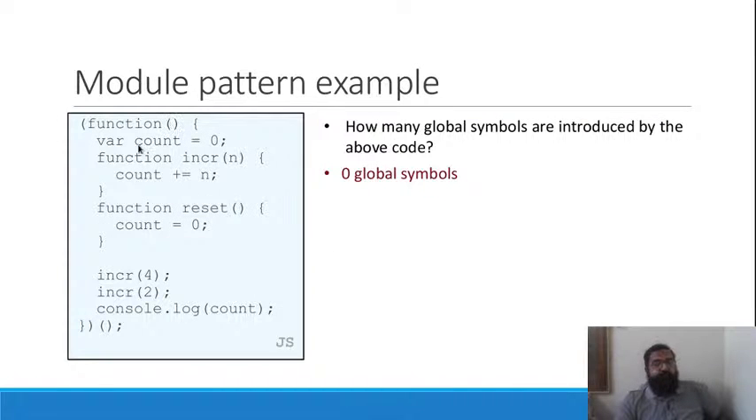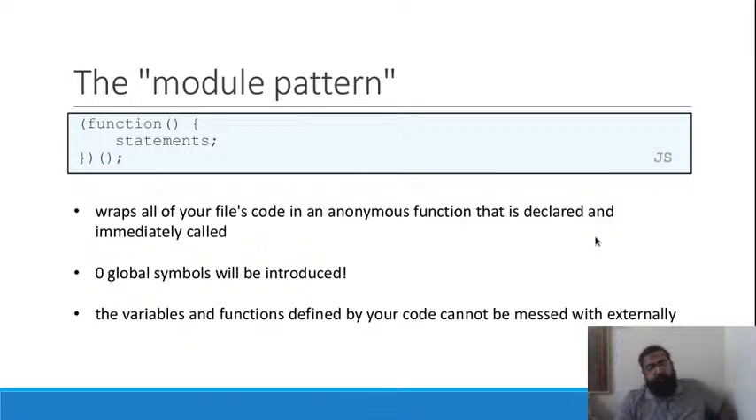So in this example, you have zero global symbols. So you have an anonymous function that is put inside, no, not as a parameter, but you have everything put inside a parenthesis. So this is an example of a module pattern.